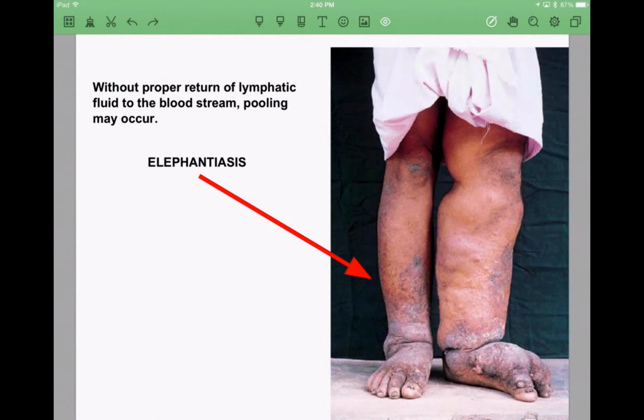And elephantiasis, you can see the one limb is more advanced, the left leg there. The ducts have been plugged longer, and if you don't return the fluid, you end up with this excessive edema, this tissue swelling. And there's not really a way to go back. Those little filarial worms have plugged the lymphatic vessels, and you can't get them out. So you don't want to get infected in the first place.